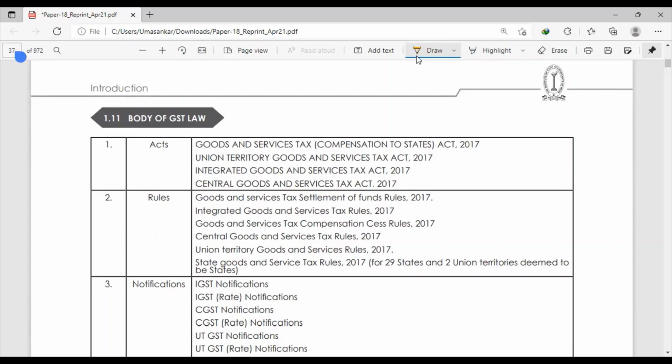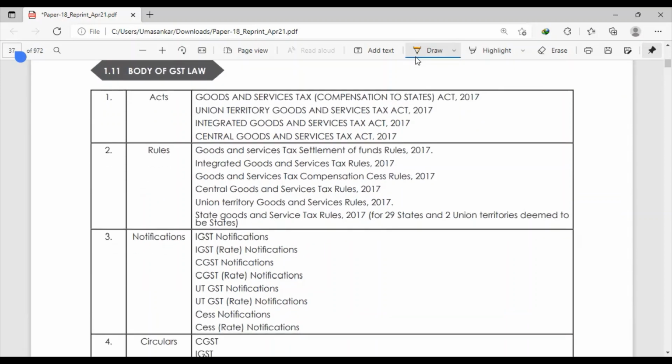Now, what are these rules? In GST, it is mentioned what is to be done and how it is to be made. Suppose a product is to be taxed at 12% or IGST, or you can consider ITC, input tax credit. How ITC will be passed from one node of the chain to another node of the chain, from supplier to the distributor or purchaser. All these are maintained in the rules. Goods and Service Tax Settlement of Funds Rules 2017, IGST Rules 2017, GST Compensation. It means for each act there are different rules, based on the 29 states and the union territories.